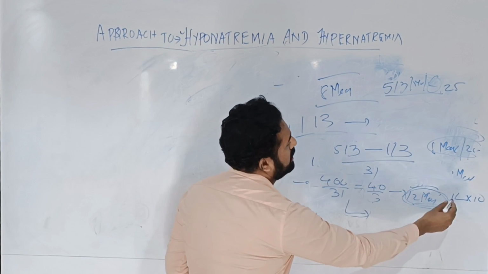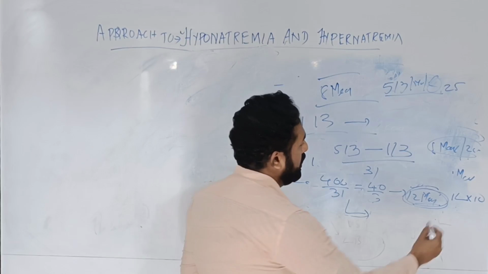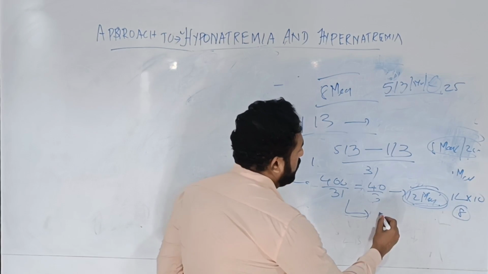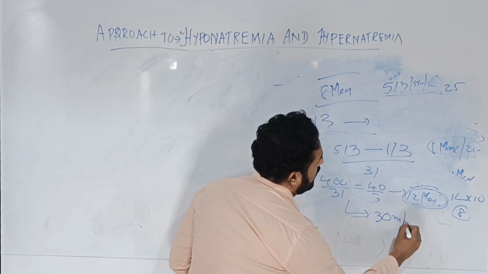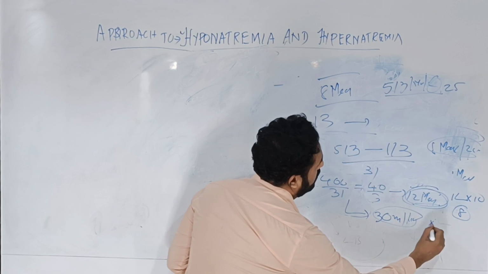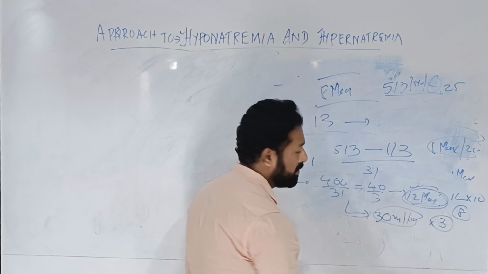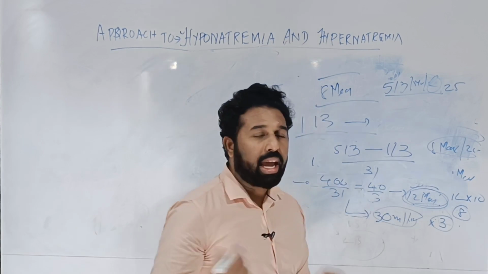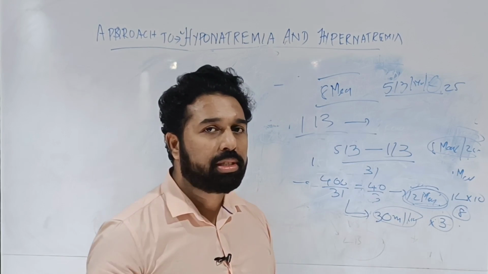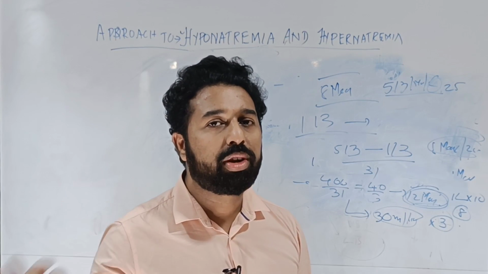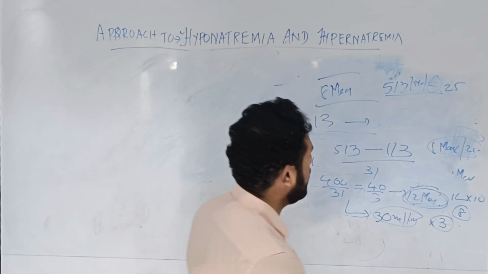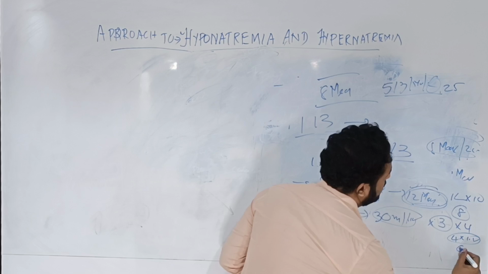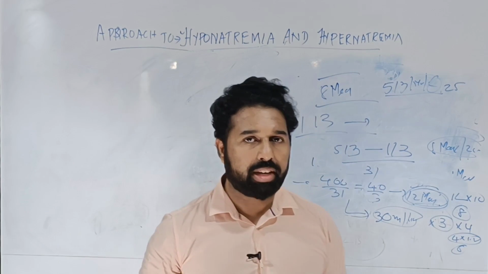So how many bottles can we give? You can give around 8 bottles over 24 hours. If you start an infusion pump at 30 ml per hour, a 100 ml bottle will finish in almost 3 hours. So if you give 4 bottles, 1 bottle finishes in 3 hours, 4 into 3 is 12 hours. 4 into 1.2 is around 6 milliequivalents we can correct, which is a safe correction.